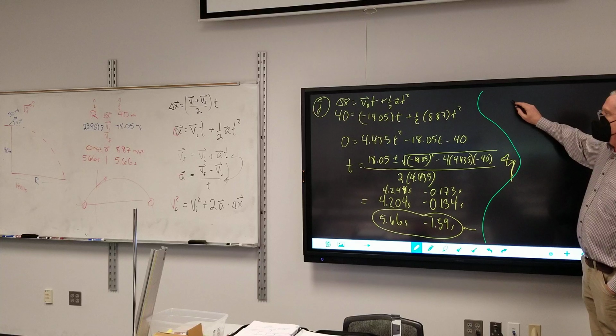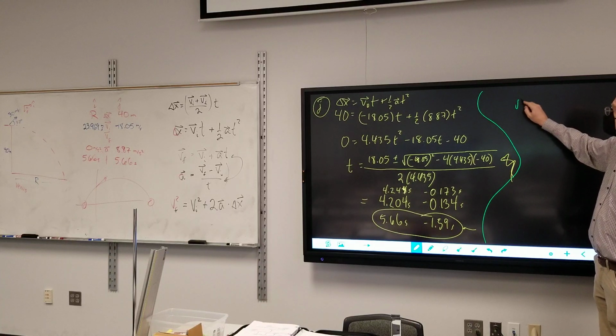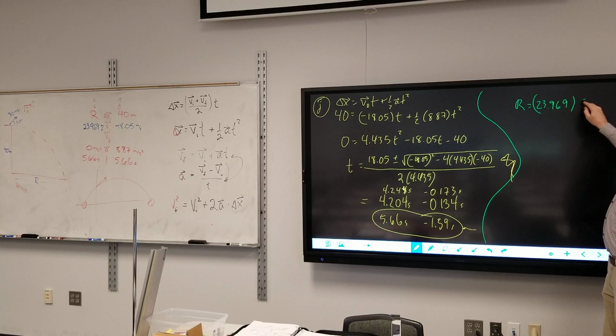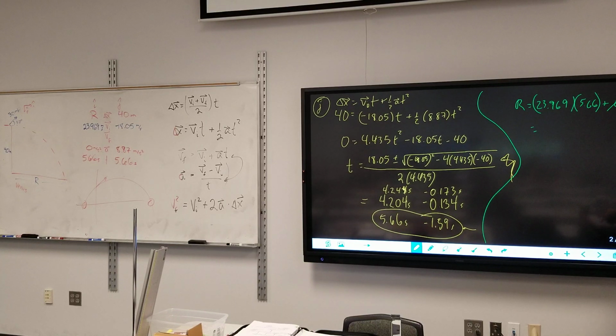All right, so plugging into that same equation right there, we have R is equal to 23.969 times 5.66 plus 0. Somewhere around 120. Five times that does a bit more. So about 129. Ooh. 135.66.